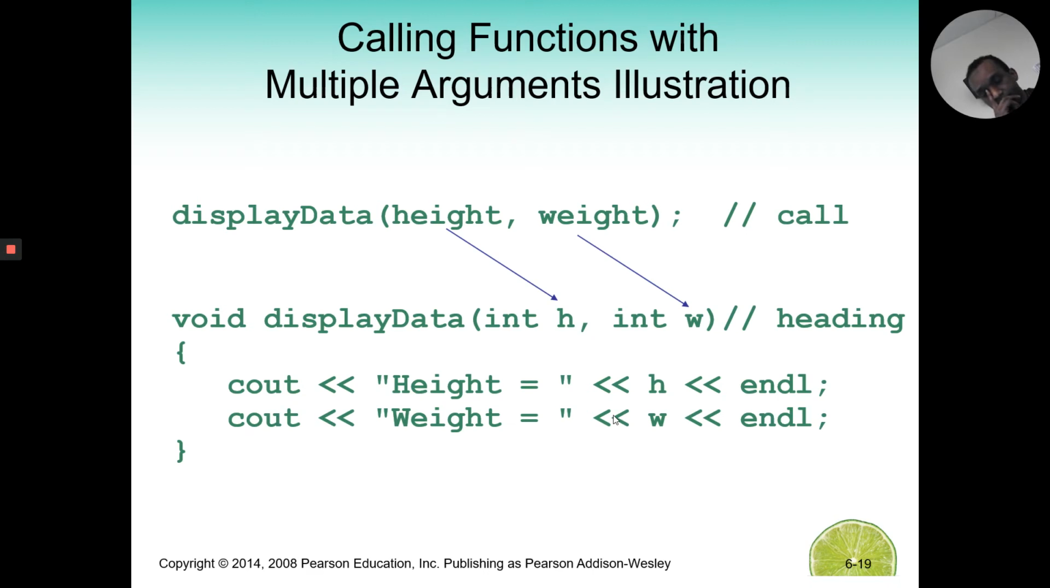So here's an example. You have display data, height and weight, and then void display, int h, int w. This will be the heading. Maybe we'll run this as an example when you have multiple arguments.